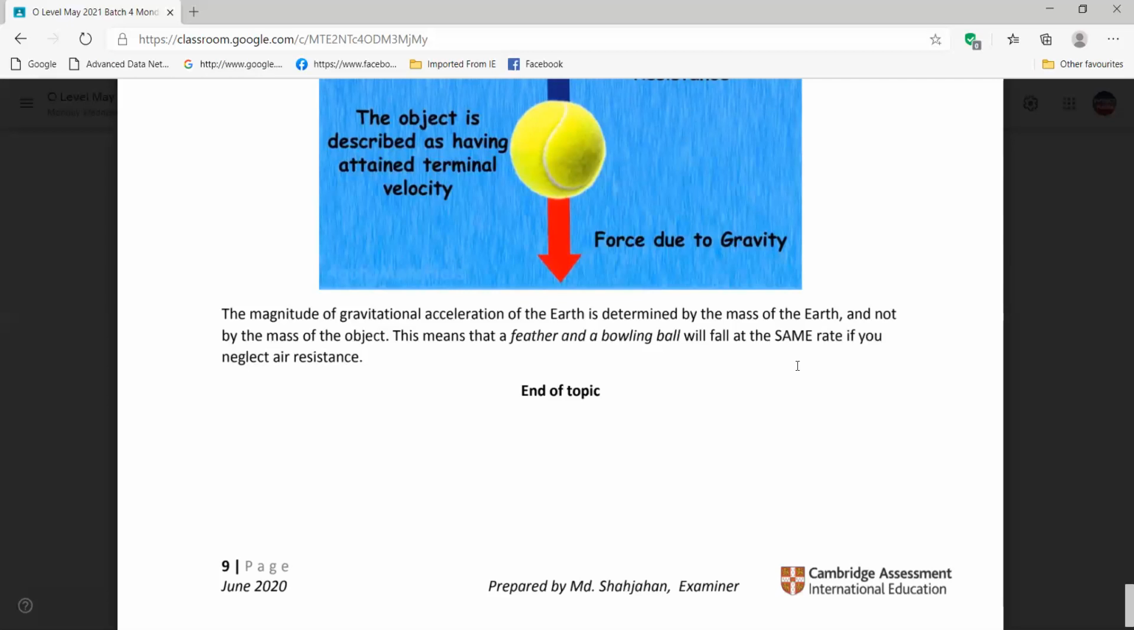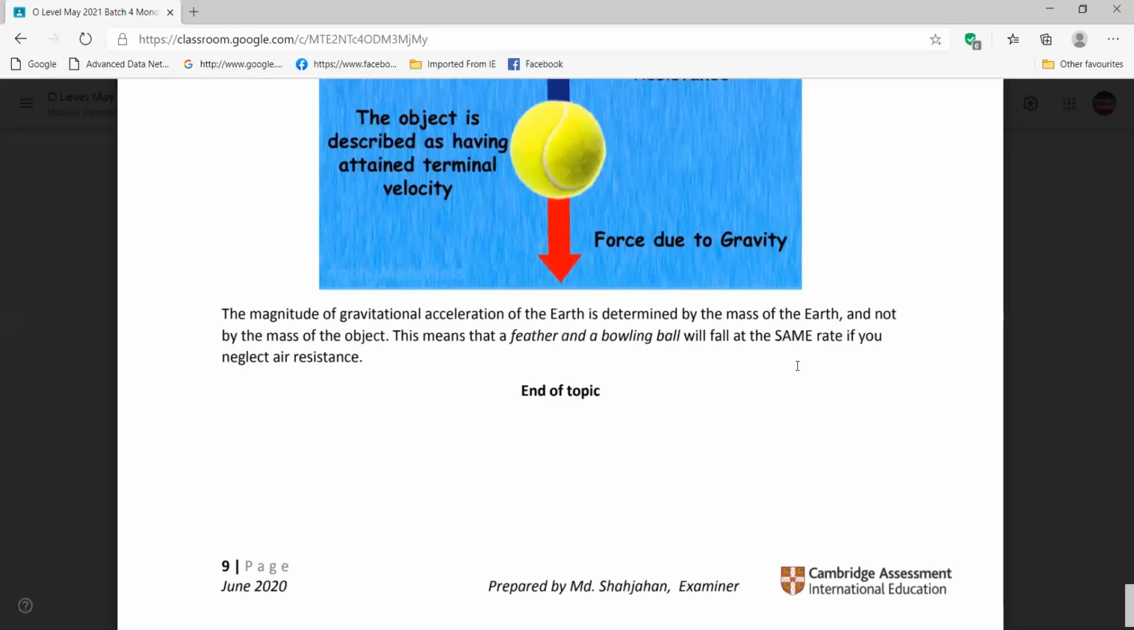On the moon, the acceleration of free fall is 1.6, and on Earth it is 10, right? 10 meter per second square. Actually it's 9.81, so we are rounding it up as 10 meter per second square. And on the moon it is 1.6. So why is it different? Why is it not the same on Earth and moon? Due to their mass. Because of the mass of the moon, because of the mass of the Earth.